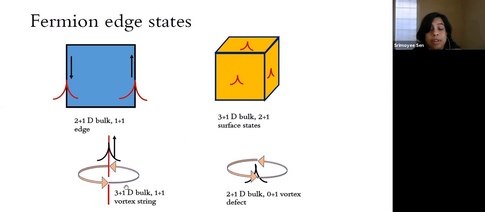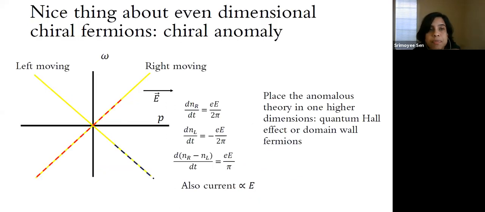The other picture here is that of a 1+1 dimensional vortex string in a 3+1D bulk system. Again, you can have chiral fermions on this 1+1 dimensional vortex string. And here you have a 0+1 dimensional vortex defect in a 2+1D bulk. So these are various possible massless fermionic edge states that you can have. These are some of the examples.